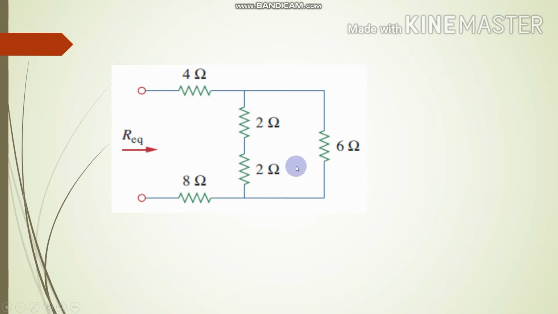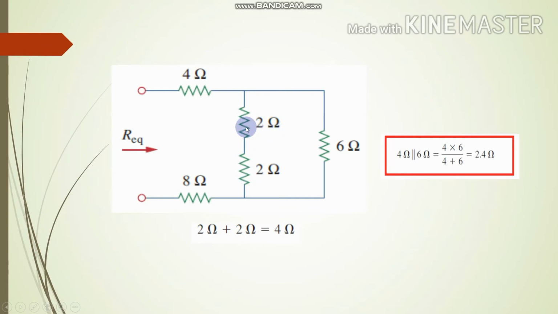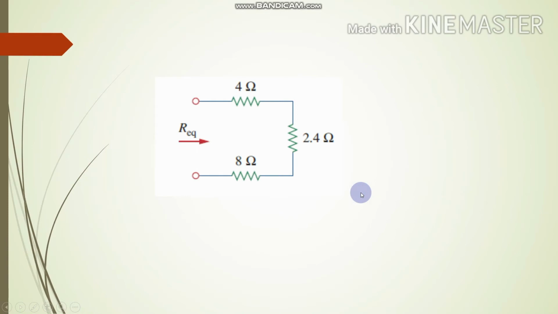Like the previous slide, we also solve the series first. Then 2 ohm plus 2 ohm equals 4 ohm. Then when we get the series, we use the parallel formula for the R equivalent. There will be 4 times 6 per 4 plus 6, which is 2.4 ohm. Then the circuit will look like this.